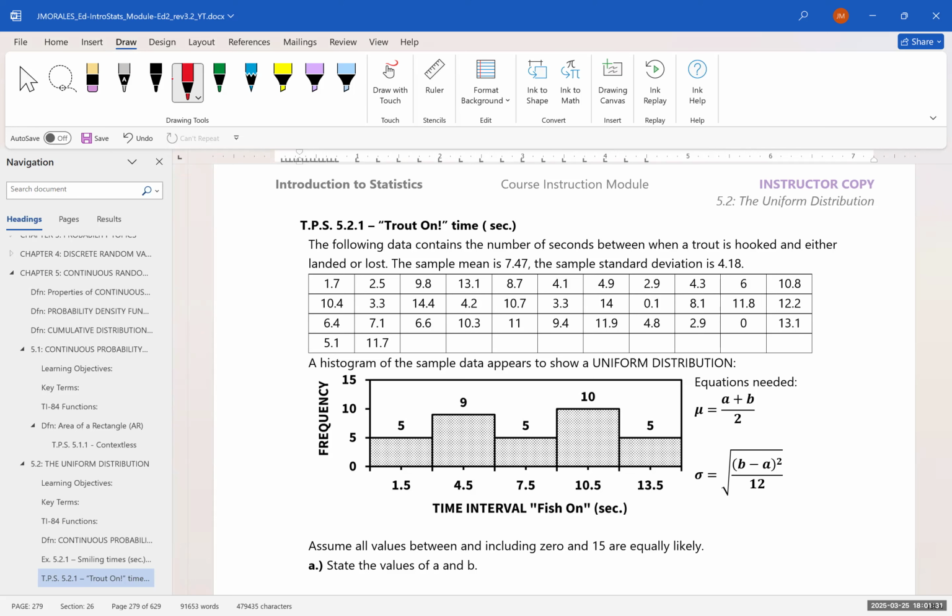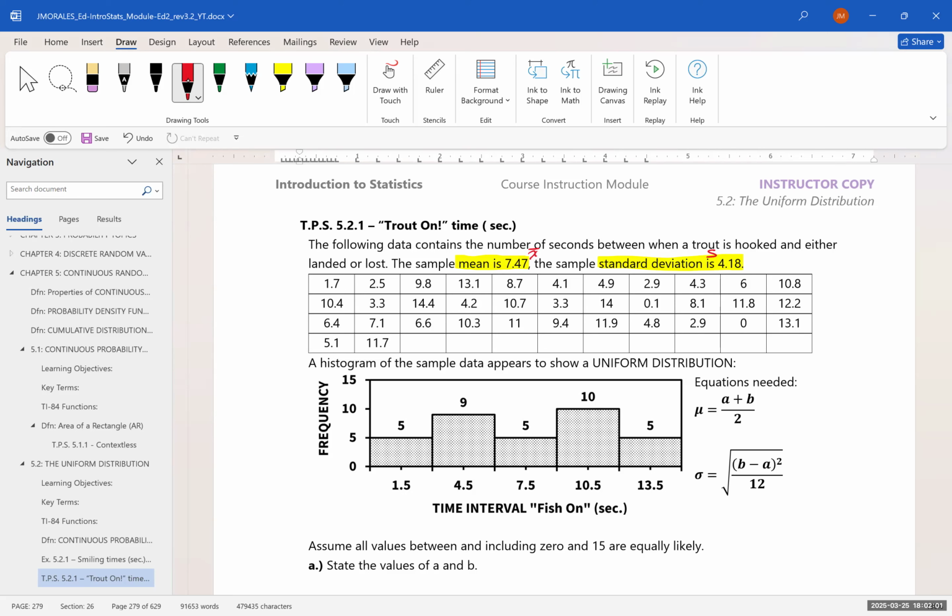The sample mean is 7.47 and the sample standard deviation is 4.18. So if you put all these values into your calculator and used it to calculate the mean, you would get 7.47, and the standard deviation you'd get is 4.18. Now remember, because we're dealing with a sample, this would be x bar and s.